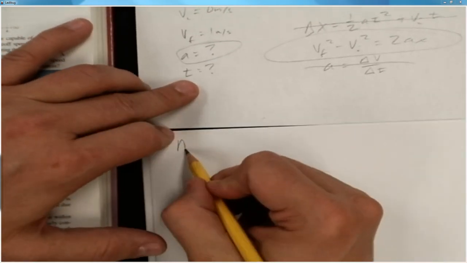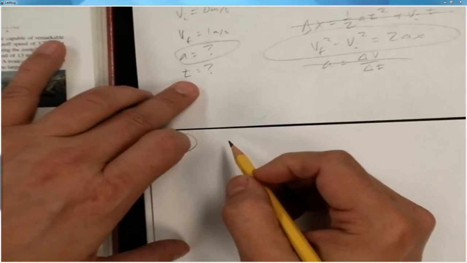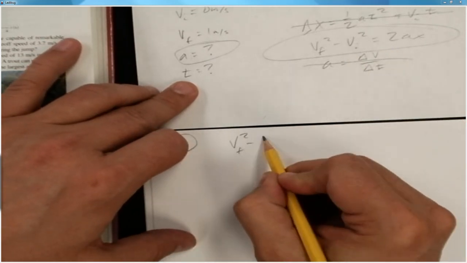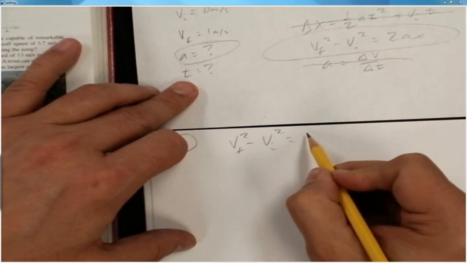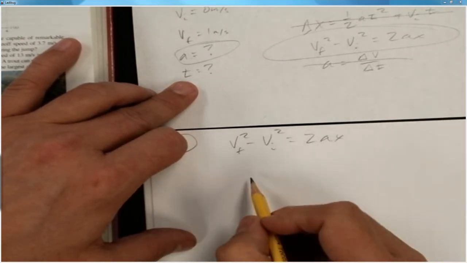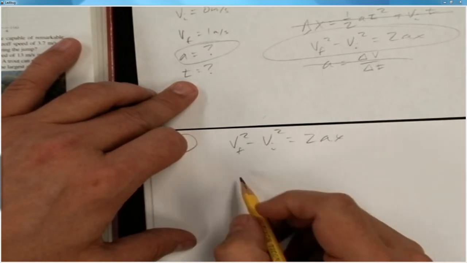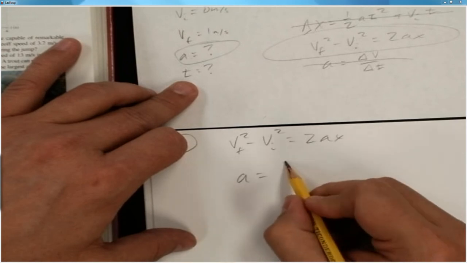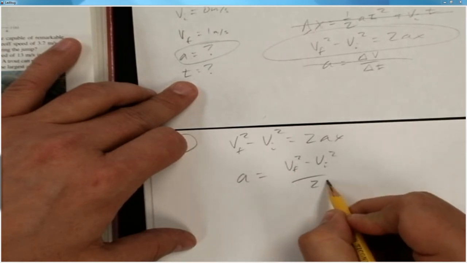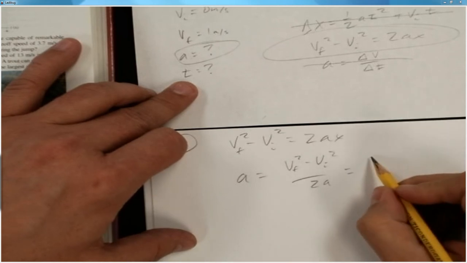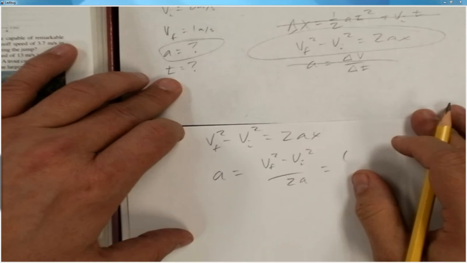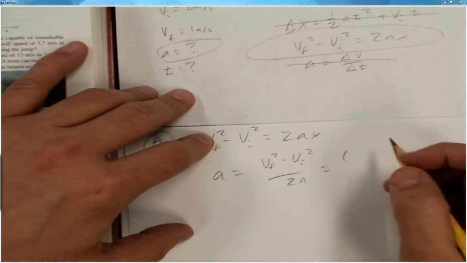Part A. Vf squared minus vi squared is equal to 2ax. I want to solve for a. I divide both sides by 2 and x. So a must be equal to vf squared minus vi squared over 2x. I plug in my numbers. You guys should be able to do this algebra because this is an AP class and you should know algebra before you come in here.